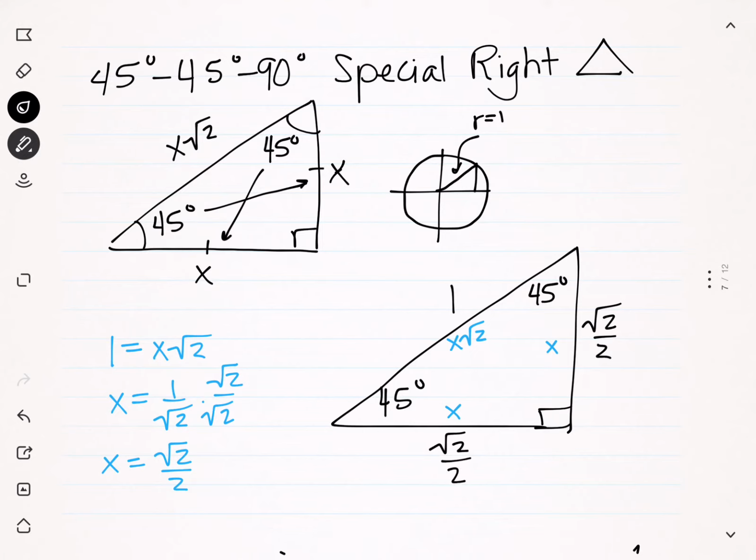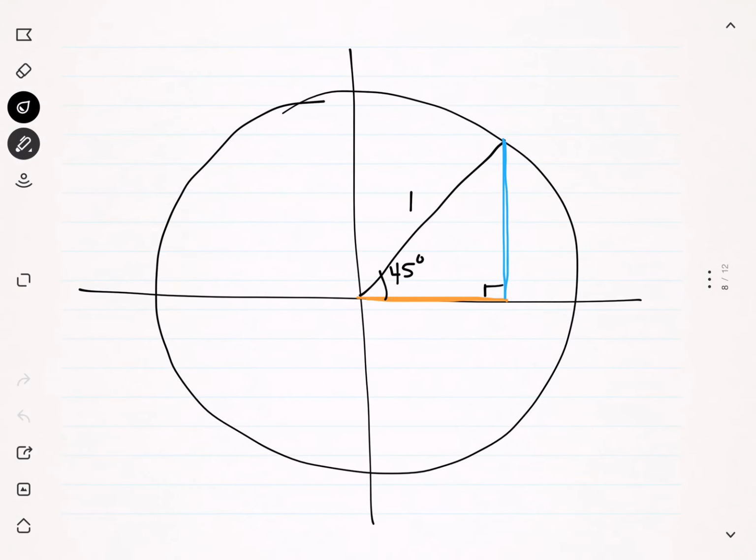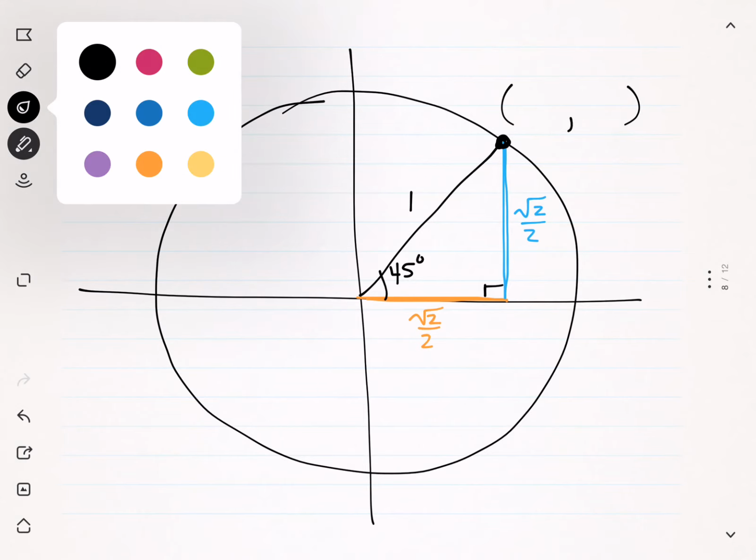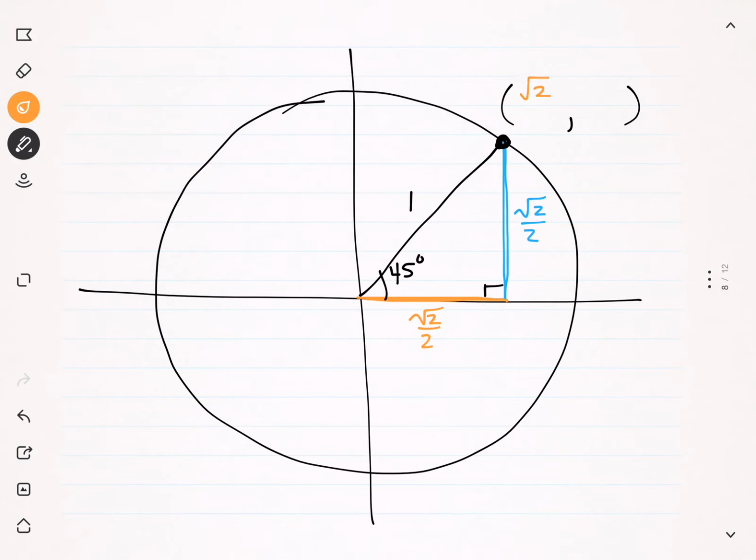Okay? So let's put this on the unit circle and see what it looks like here. So we have our 45, 45, 90 right triangle drawn in here. We just showed that the x value is root 2 over 2, and the y value is root 2 over 2. So that means that this point on the unit circle is going to have the coordinates root 2 over 2, root 2 over 2. Okay, it has to be the same because it's an isosceles triangle, so two sides are congruent.